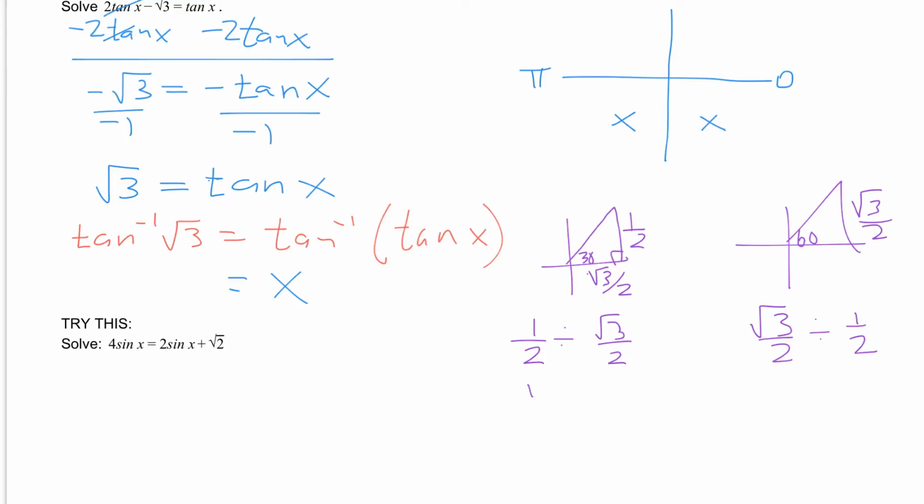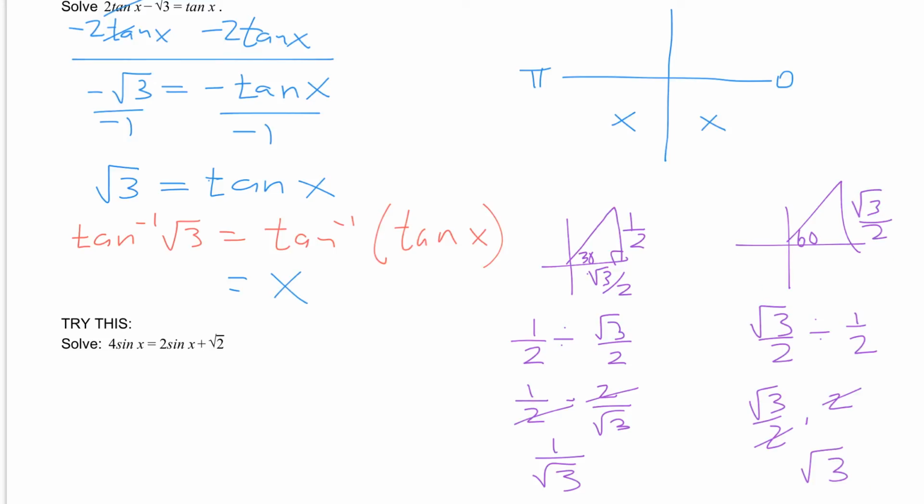This first one gives me 1/2 times 2 over the square root of 3, giving me 1 over the square root of 3. This other one gives me the square root of 3 over 2 times 2, with those canceling out, and I get the square root of 3. The square root of 3 is what I want out of my tangent. I want to know when that's going to happen. And that's coming from this triangle with a 60 degree angle inside.